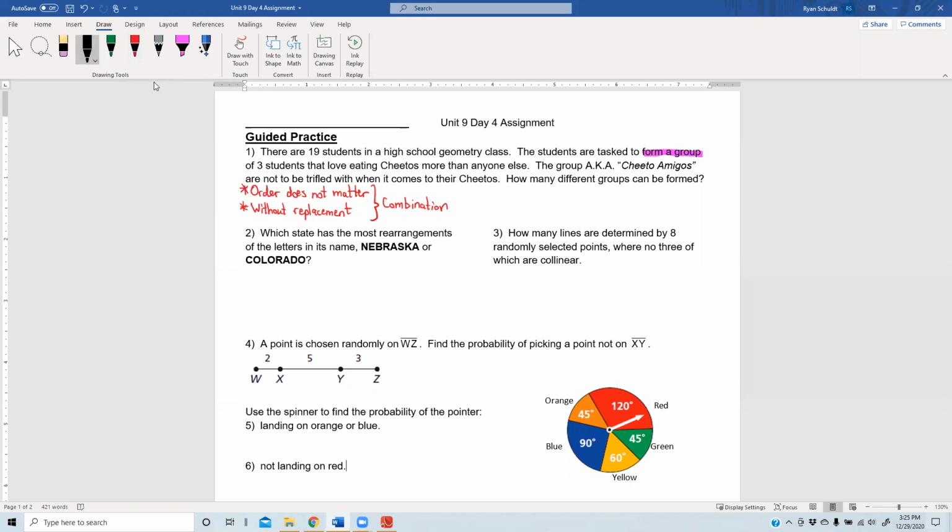So we know it's a combination then. That means we need to know how many we can pick from. Well, it says there's 19 students, so this 19 right here is our N. And then the R, that's how many we're actually picking. We're picking three, so R is three. So at this point, we can use our calculator, nCr, 19 comma 3.